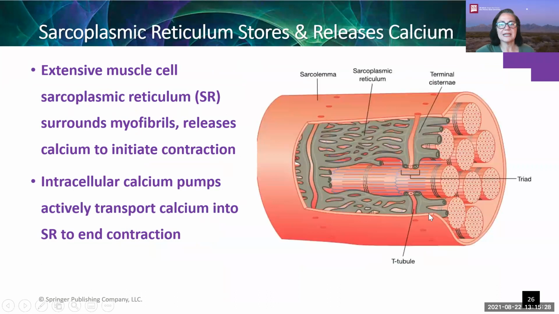And there's the sarcoplasmic reticulum. This is inside the muscle cell. This is the cell membrane on the outside. And here's some myofibrils. These are the organelles that have all the actin and myosin in them, and allows the cell to contract. In smooth muscle cells, it's not organized quite so much. So it's still actin and myosin, but it's not lined up like this.